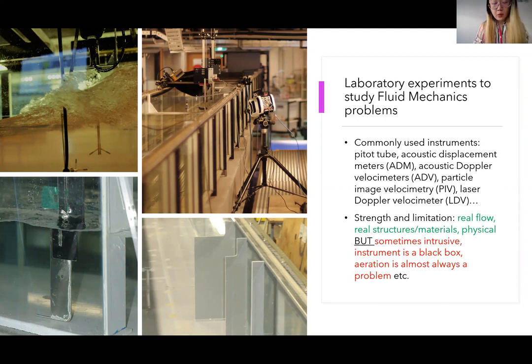And that is one limitation of a lot of laboratories. And also, the instrument can be a black box. So for example, the acoustic Doppler velocimeter, also called ADV, is basically a black box. All the electronics, all the hardware were sealed, as you can see here in this little black box.